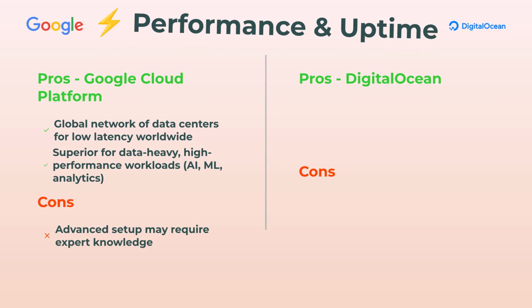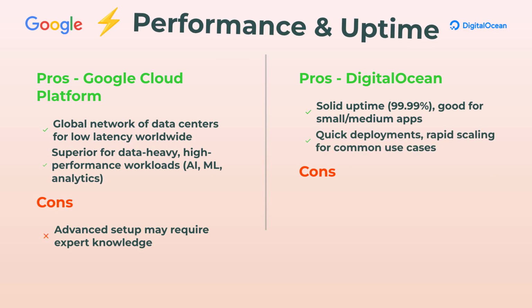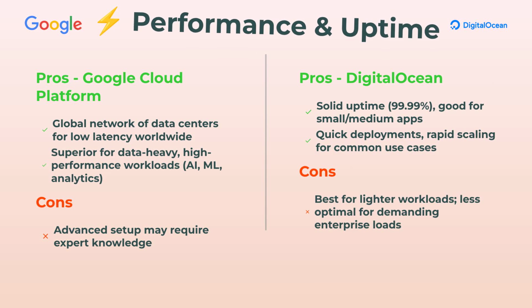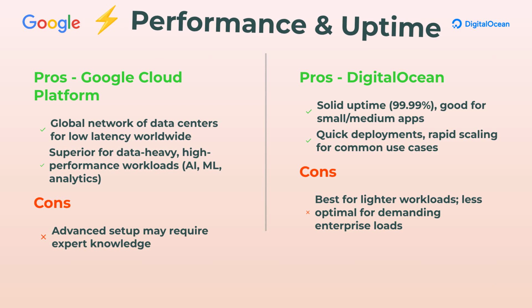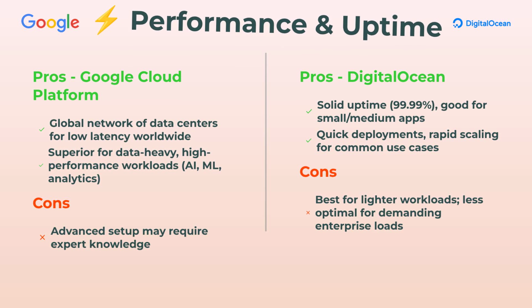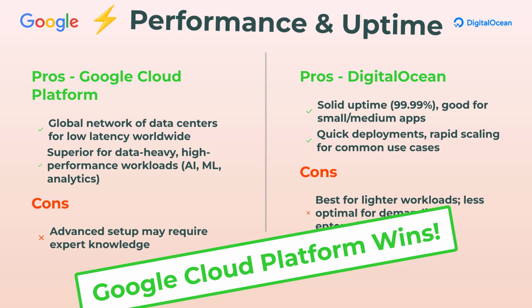Then there's DigitalOcean, solid uptime too, 99.99%, not too shabby, and it shines for small to medium jobs. Deployments are quick, scaling is super smooth for typical use cases. But if you plan to run like hardcore enterprise workloads, performance isn't quite on Google's level. Still, for most folks, it's plenty. But for the really demanding stuff, Google Cloud takes this category.